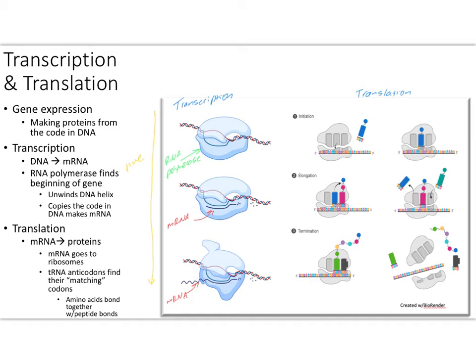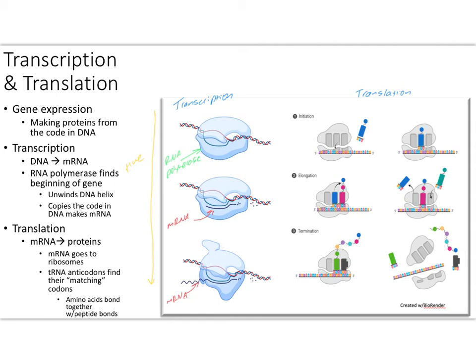Elongation of transcription occurs as RNA polymerase is copying the code in the DNA and creating mRNA, just making that mRNA strand longer and longer. Termination of transcription occurs when RNA polymerase reaches the end of the gene in the DNA and no more A's, G's, C's, or U's are added to the mRNA strand. The mRNA strand is basically ready to go on to the next phase.